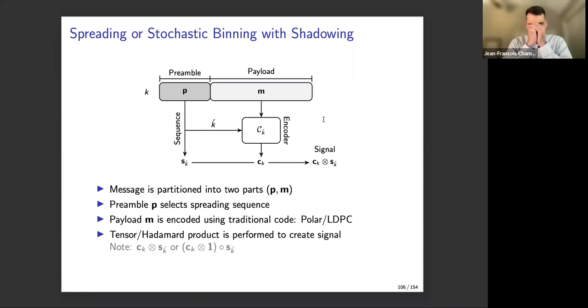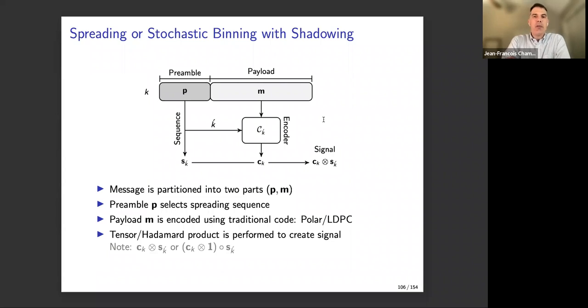Okay, so having said that, here's the architecture that we're going to use to at least discuss these constructions. So we're going to take our information message, that's the top row. It has k bits, say, and we're going to partition it into two parts: a preamble, that's the first few bits, and then a body or message payload, that's the rest of your message.